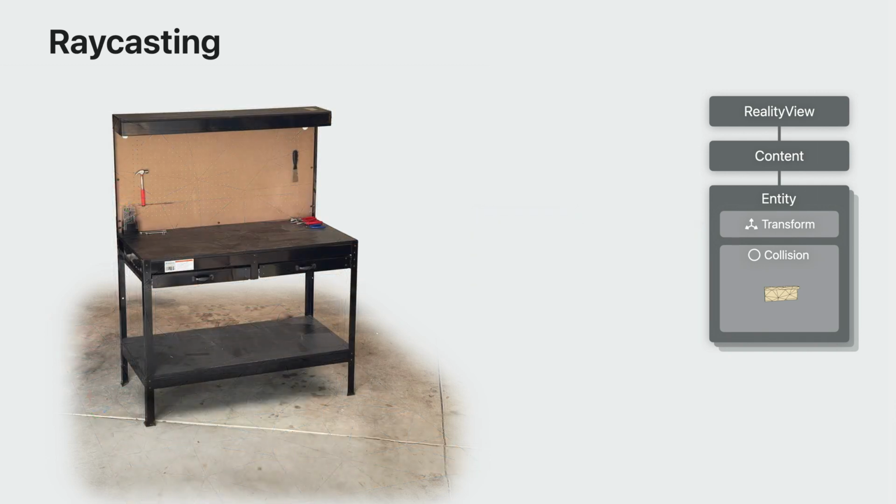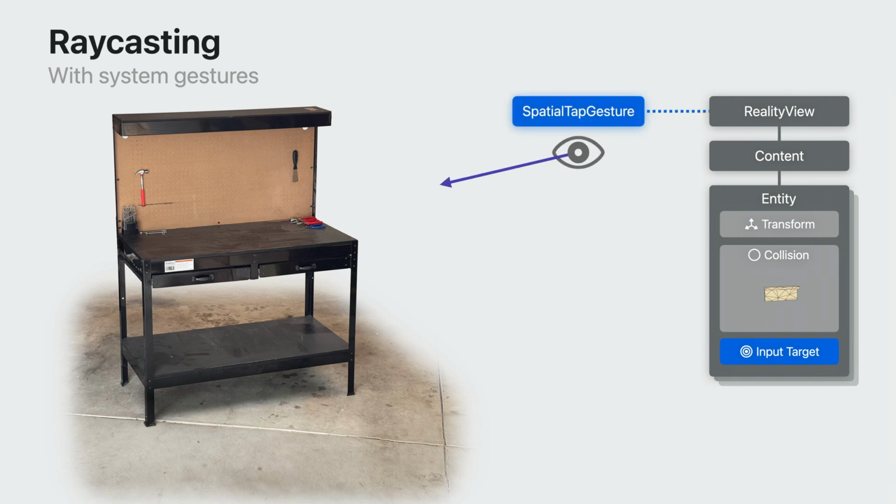Let's first explore raycasting using system gestures, and then continue the example using hands data. We can raycast and get a position to place our ship using system gestures. Gestures can only interact with entities that have both collision and input target components, so we add one to each of our mesh entities. By adding a spatial tap gesture to the reality view, people can raycast by looking at entities and tapping. This resulting event holds a position in world space representing the place people looked at when tapping.